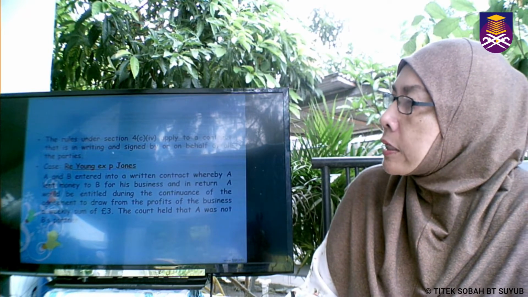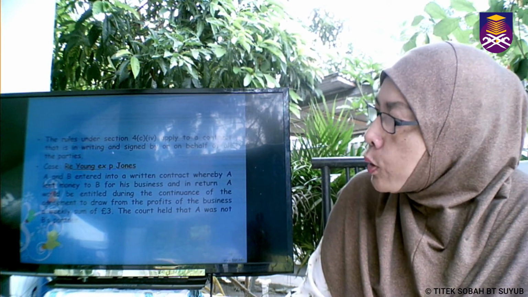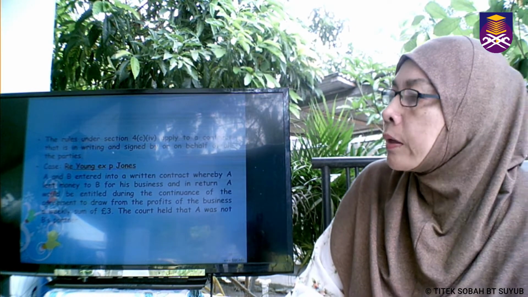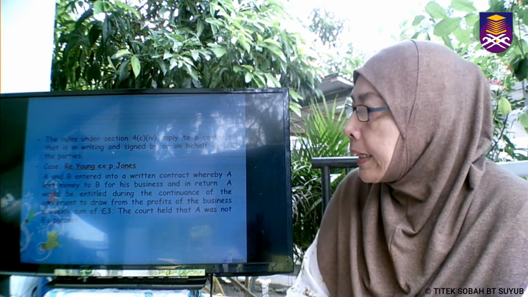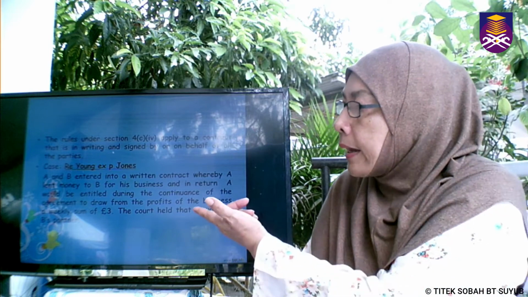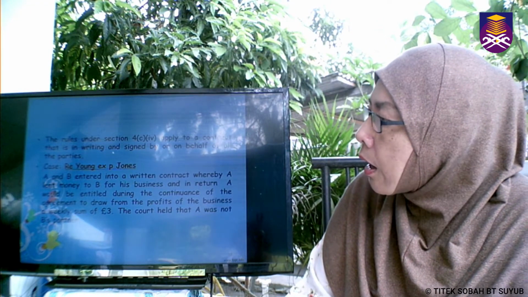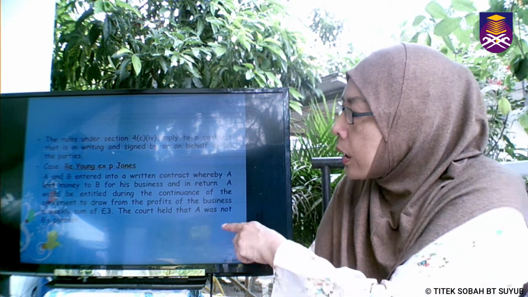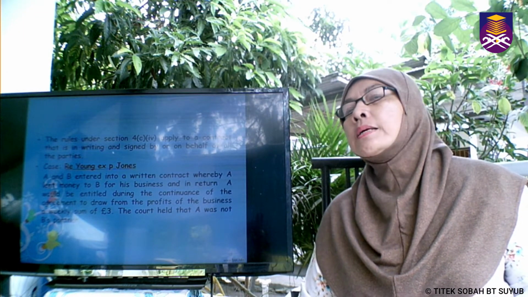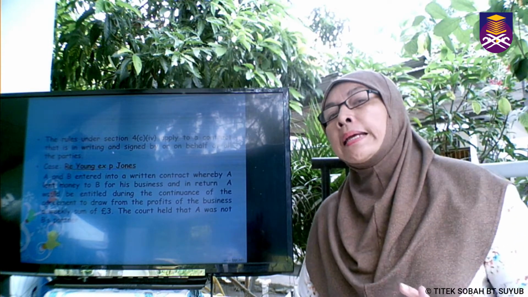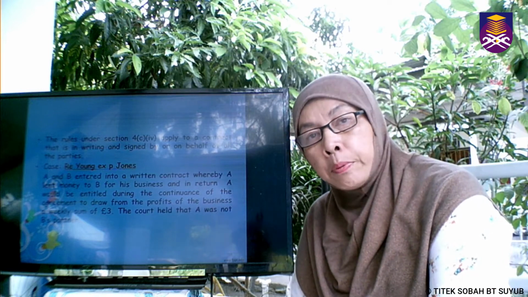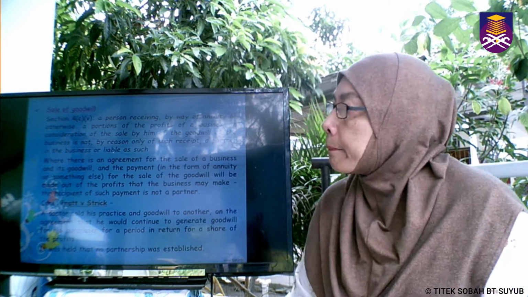So let's have a look at the case of Young ex parte Jones, whereby in this case A and B actually they entered into a written contract whereby A lent money to B for B's business, and in return A is entitled due to the continuance of the agreement to draw a £3 profit every week. So in this situation, the court held he is not a partner. Why? Because it's been done in writing and he signs it. So if it's not done in writing, then maybe prima facie he is a partner.